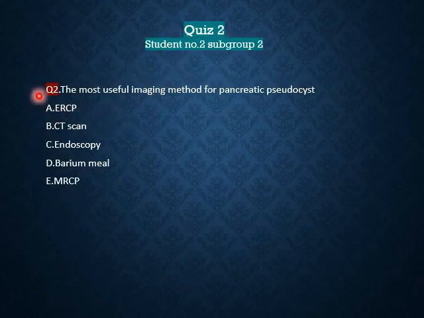Question number 2. The most useful imaging method for pancreatic cirrhosis: A. ERCP, B. CT scan, C. Endoscopy, D. Perineal, E. MRCP. The right answer is B. CT scan.